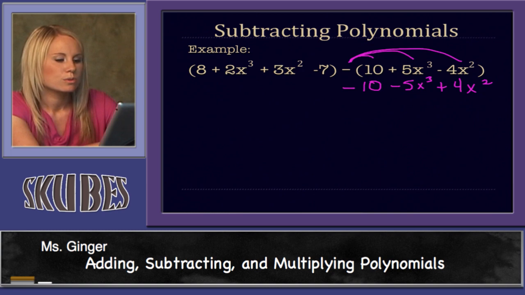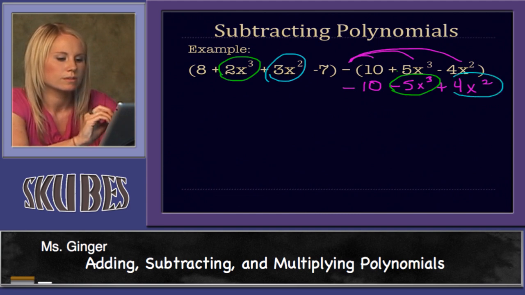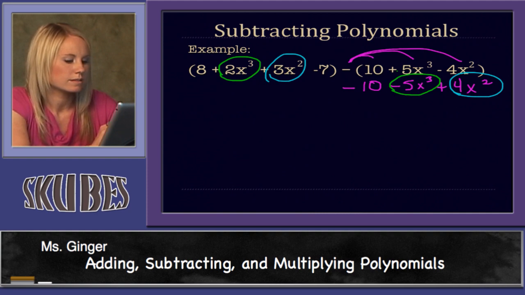So scan through, starting with the highest. Let's look for the powers of 3. We have these two. And now we want to find powers of 2. We do have a couple of those. And we do have a couple of constants.